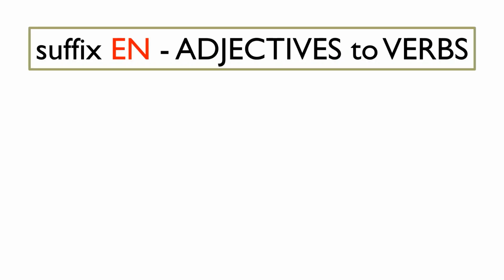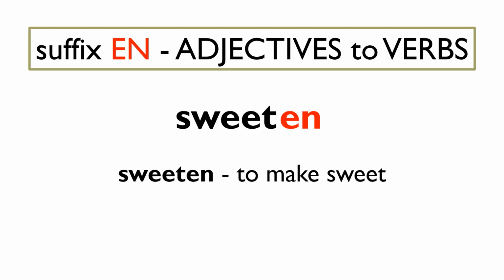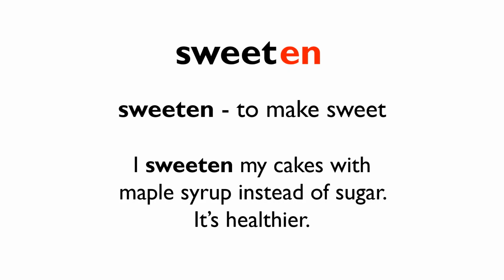Suffix "en", changing adjectives to verbs. The adjective sweet becomes the verb sweeten, which means to make sweet. I sweeten my cakes with maple syrup instead of sugar. It's healthier.